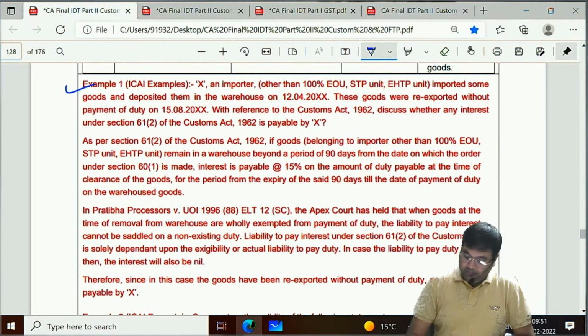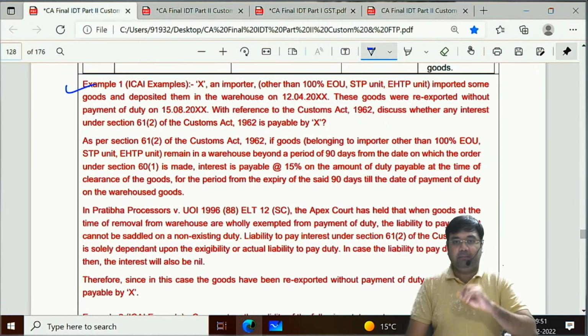Example 1. So remember, for ESTP, STP, 100% EOU, there is no time period, whether for capital goods or other material, and no need to pay interest. But for other importers, a 1 year time period is there, and beyond 90 days he is supposed to pay 15% interest on duty.